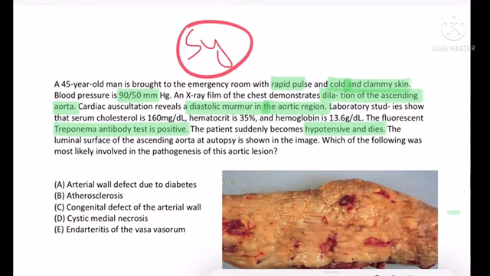Let me show you the autopsy anatomy clearly. So this is the aorta. We cut the aorta, we open the aorta, and we are trying to see the luminal surface of the aorta. So what are the black dots showing here? These black dots are the feeding vessels, the vasa vasorum. These are the normal vasa vasorum, which feed the adventitia and one third of the tunica media.